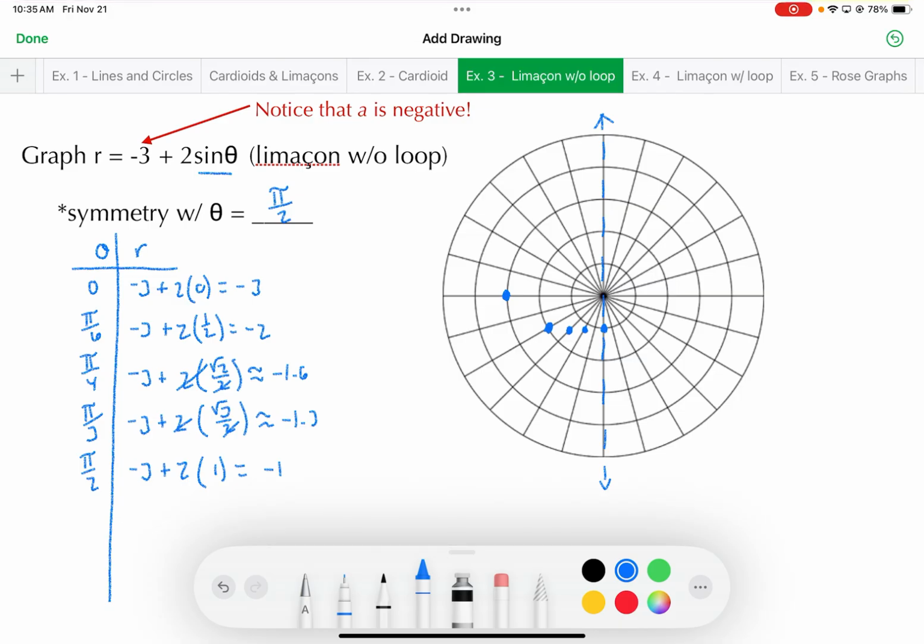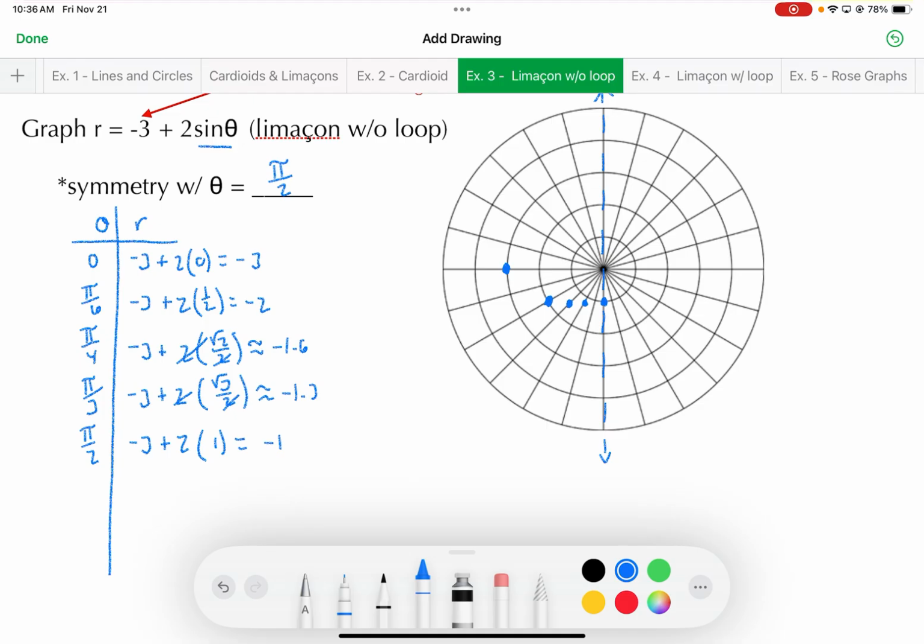Okay, so right there we should start to see why this is not behaving the same as the cardioid. In the cardioid, that 2 would have to be a 3, so that in this last calculation, if this were a 3 here, 3 times 1 would be 3, add it to the -3, you'd end up with a 0, which would pull that point into the pole, right? Okay, so that's the difference here between the limacon with no loop and the cardioid. Okay, now I've exhausted first quadrant. Now let's go to fourth quadrant.